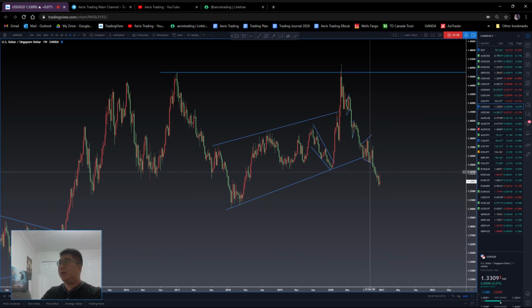Okay, so let's take a look. I'm going to give multiple examples. First, I want to point out it's important to understand that a double top or bottom is not a support resistance. All right, I'm going to repeat that. It's not a support resistance.